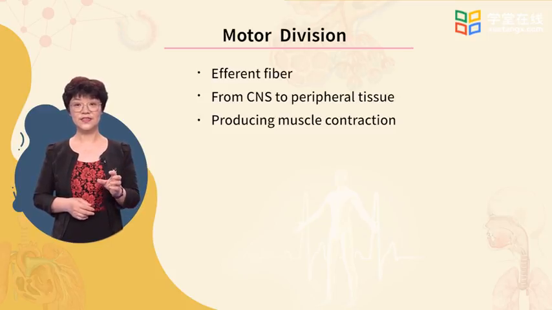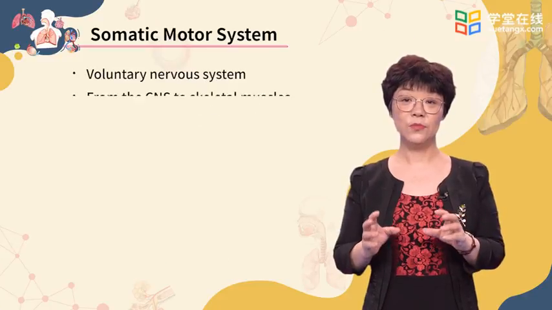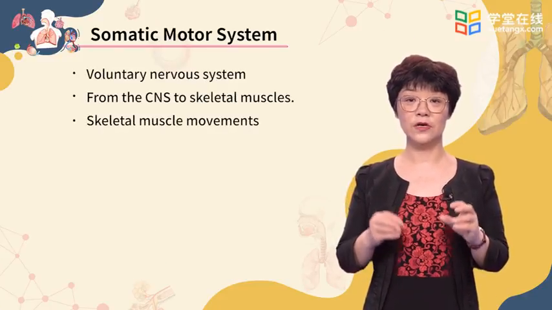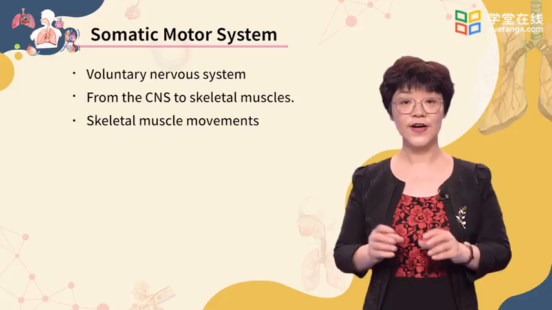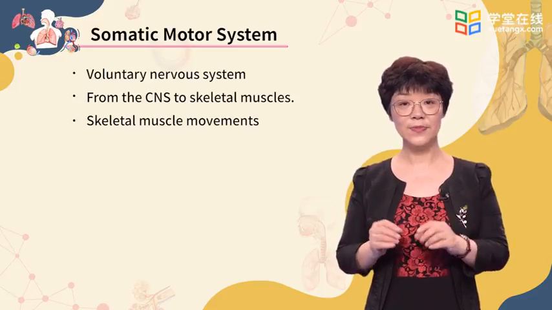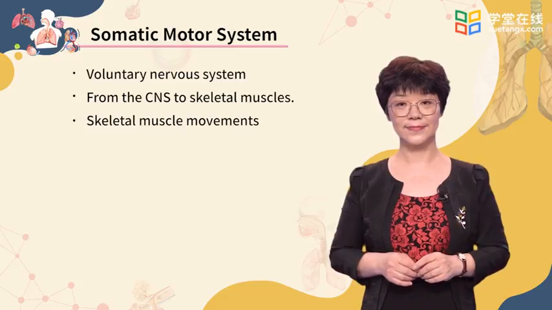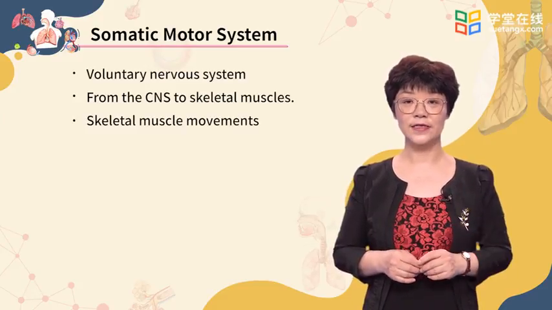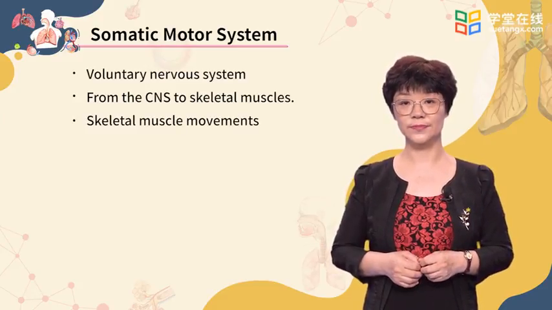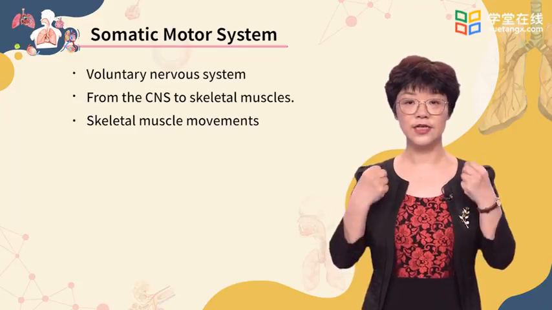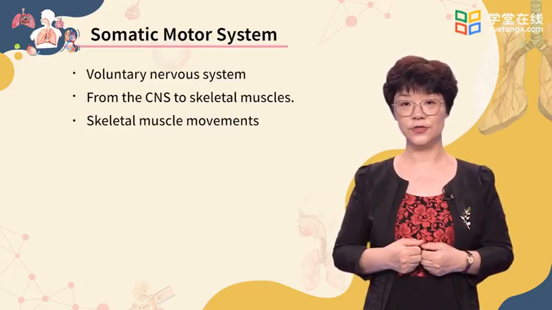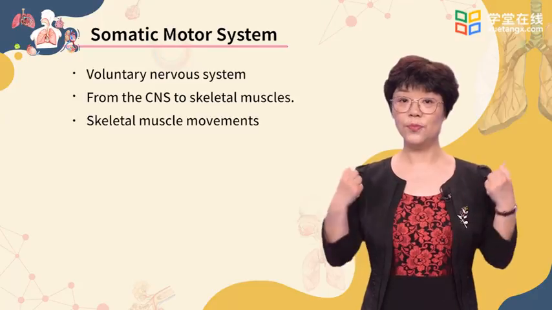The motor division also has two parts. The somatic motor system is composed of somatic motor nerve fibers that conduct impulses from the CNS to the skeletal muscles. It is often known as the voluntary nervous system because we can consciously control our skeletal muscles. It controls body movements.